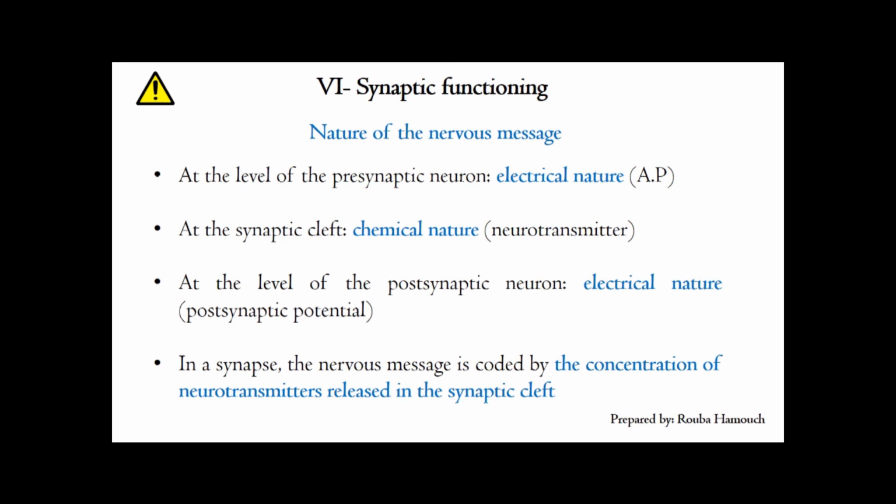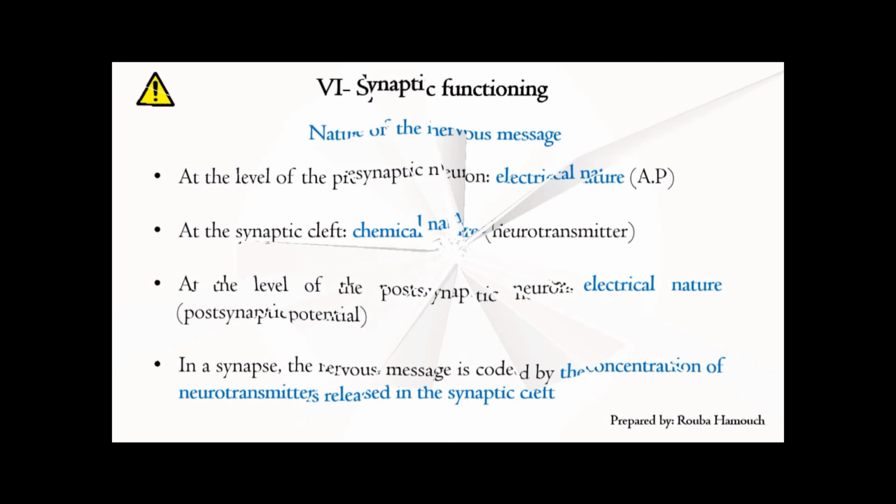We have finished document 5. In the next video we will be explaining document 6, how the nervous message is integrated by neurons in the nerve centers.